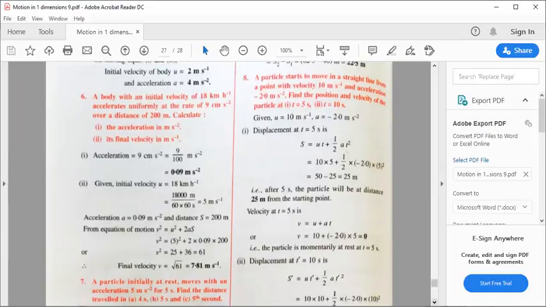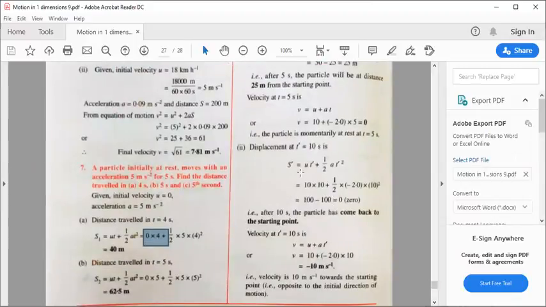Again the same formula. Just apply the formula s is equal to ut plus half at square. Just substitute 10 seconds in this formula. Rest u and a are same. Only time is changing. Similarly, velocity at t, again the time is changing. Rest everything is there. If you notice, the velocity at 5 seconds becomes 0. So you will get the answer 0. That means it is stopping.